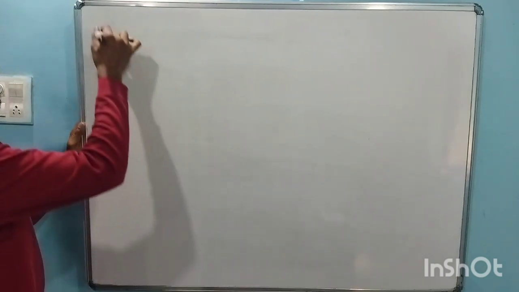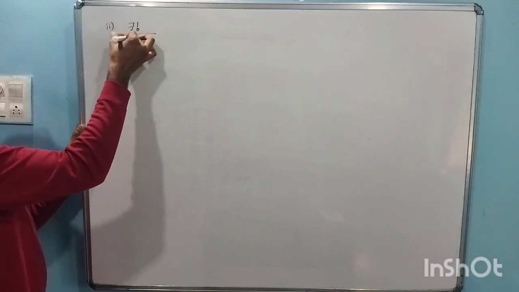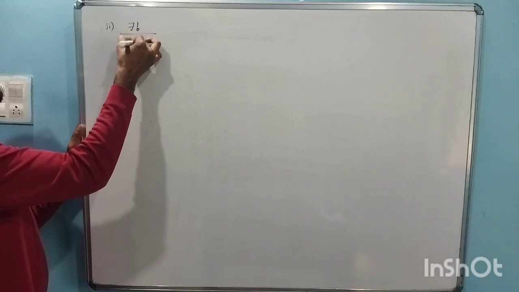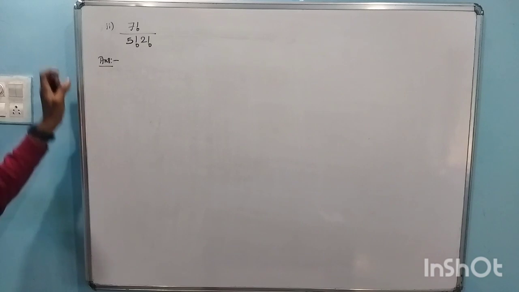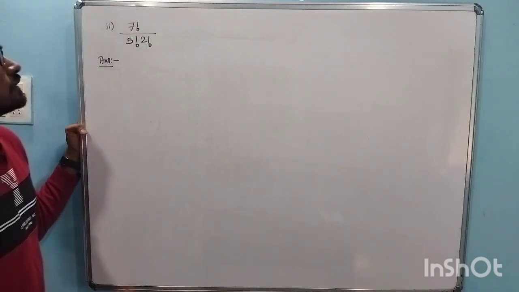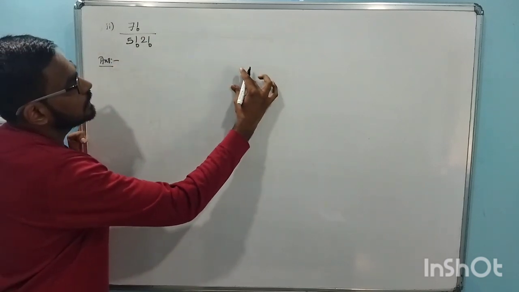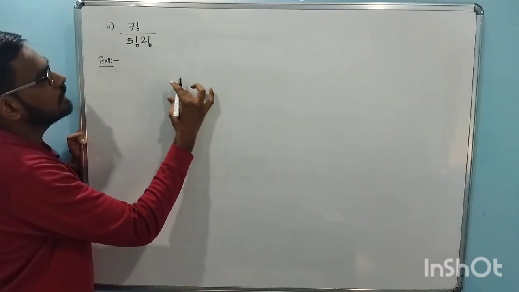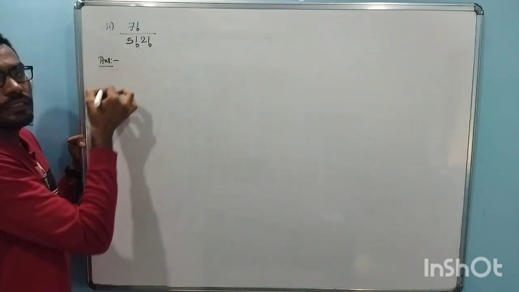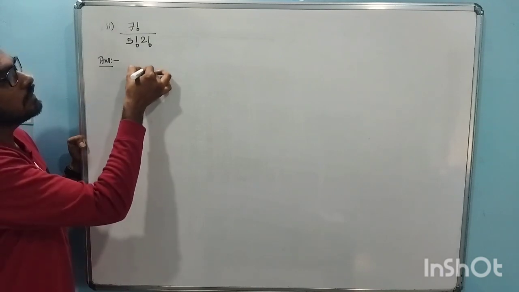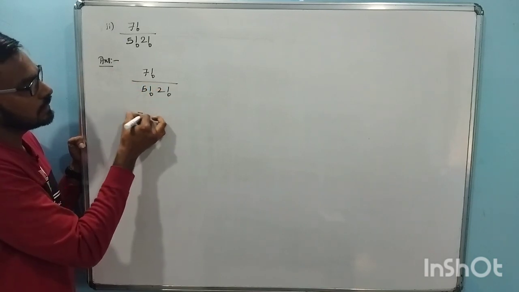second, 7 factorial upon 5 factorial into 2 factorial. Now 7 factorial upon 5 factorial into 2 factorial. If you want you can simplify like 7, 6, 5, 4, 3, 2, 1, then denominator 5, 4, 3, 2, 1, then 2, 1. Otherwise there is one shortcut here, that is the second property which we have learned.